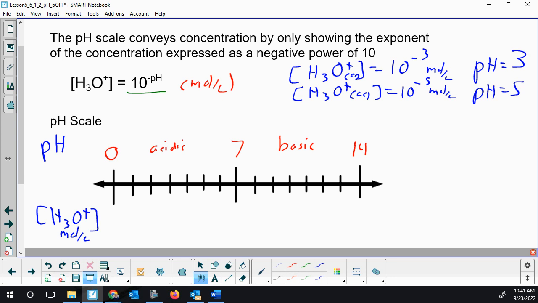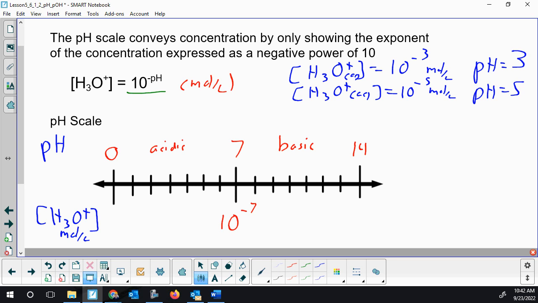So what would the hydronium ion concentration be at a pH of 7? The concentration would be 10 to the negative, whatever the pH is, so that would be 10 to the minus 7. So as a decimal, that would have 6 zeros before we get to a 1. So not even 1 in a million. 1 in 10 million is the concentration.